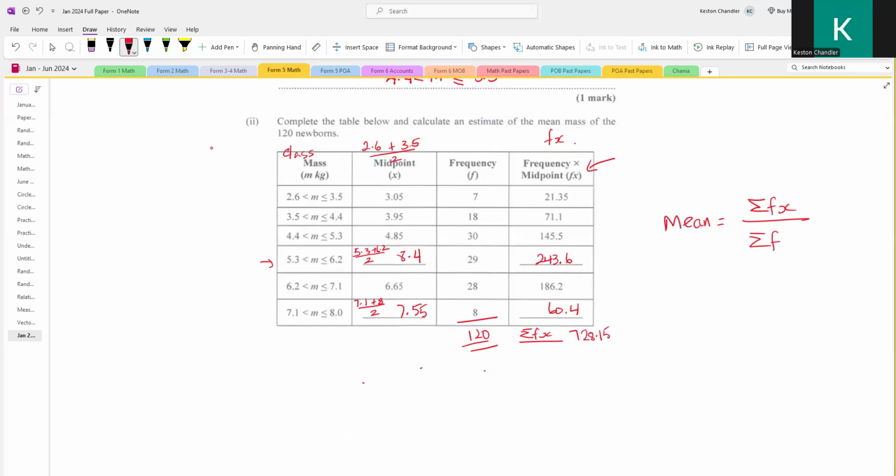Remember, we say we have 7 babies in this class, 2.6 to 3.5, but they have varying weights inside of that class. So the easiest way is to find an average weight of babies in that class. We add the 2.6 and the 3.5 and divide that by 2. So the average weight of a baby inside of that class is about 3.05, and you have 7 of them. So the total weight of all the babies in that class is 21.35. We do that for all of the classes. That's going to give us an average weight, basically, of all of the babies, all 120. And then we divide that by 120 to find out the average weight of all the babies.